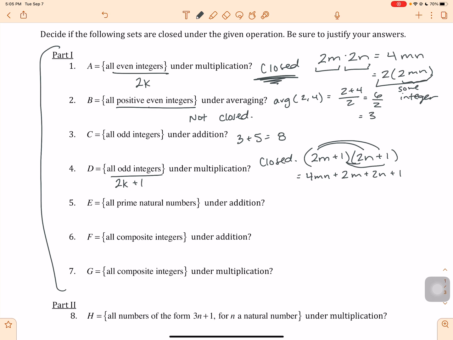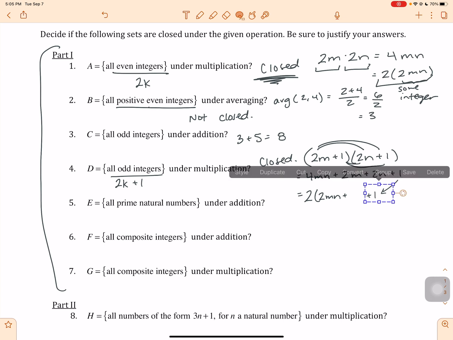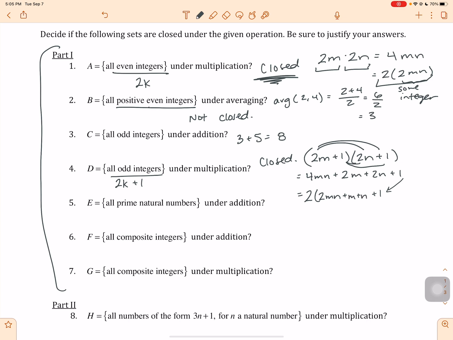So if you were to try to factor this out, I like this plus 1 out here, right? Because the definition of an odd integer is 2k plus 1. So I'm going to leave that plus 1. But each of these terms has a 2 as a common factor. So I'm going to factor out a 2. And that leaves me with 2mn plus m plus n.